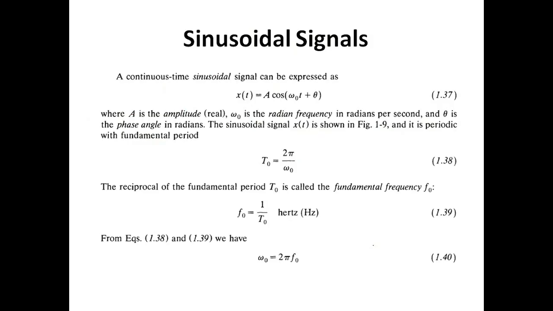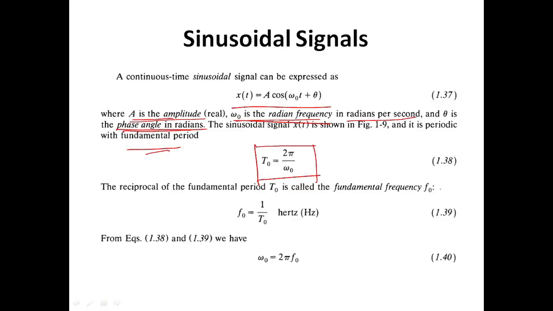Now coming to the sinusoidal signals. A sinusoidal signal is x(t) equals A cos(omega naught t plus theta), where A is the amplitude, omega naught is the radian frequency in radians per second, and theta is the phase angle in radians. The fundamental period is given by T naught equals 2 pi by omega naught.